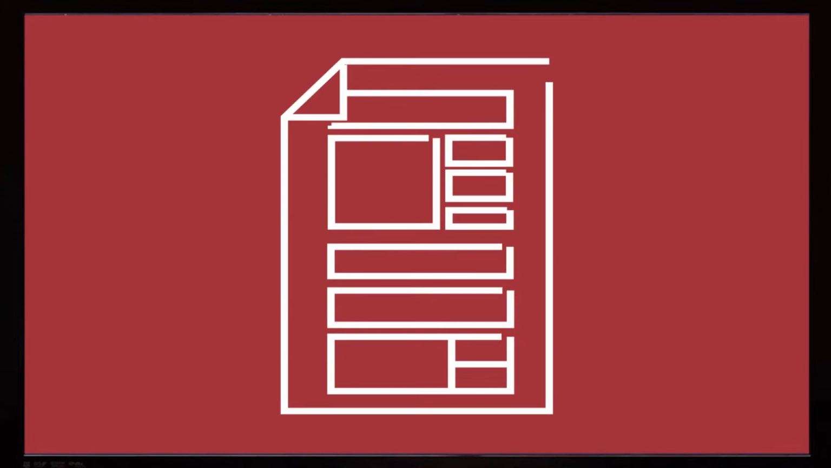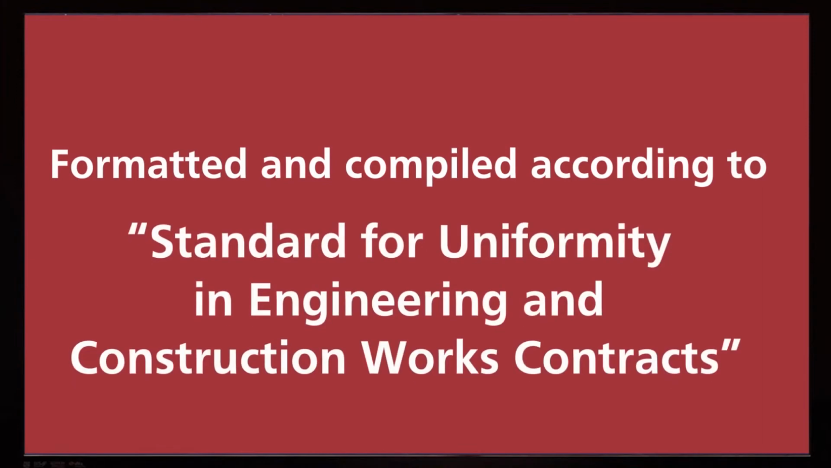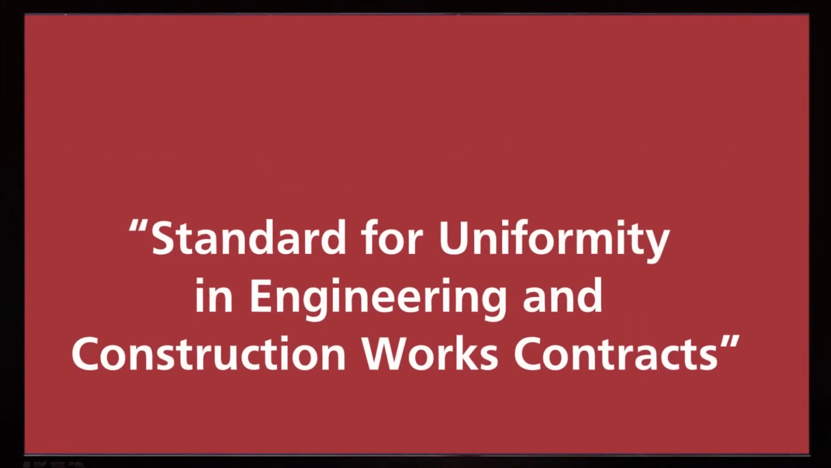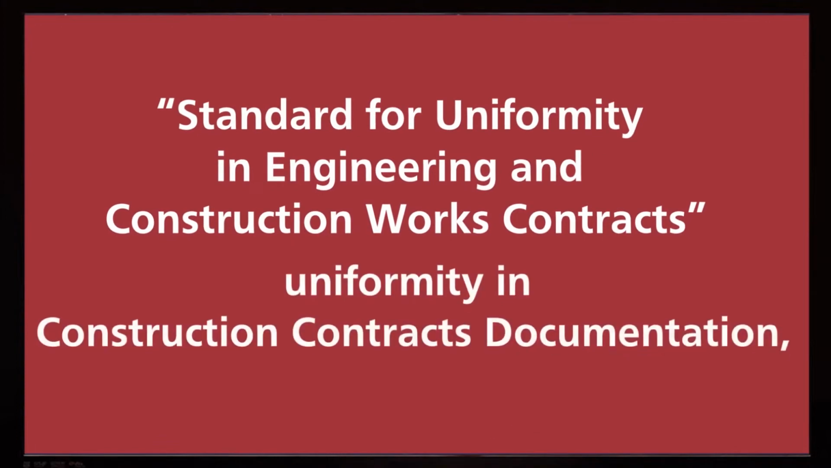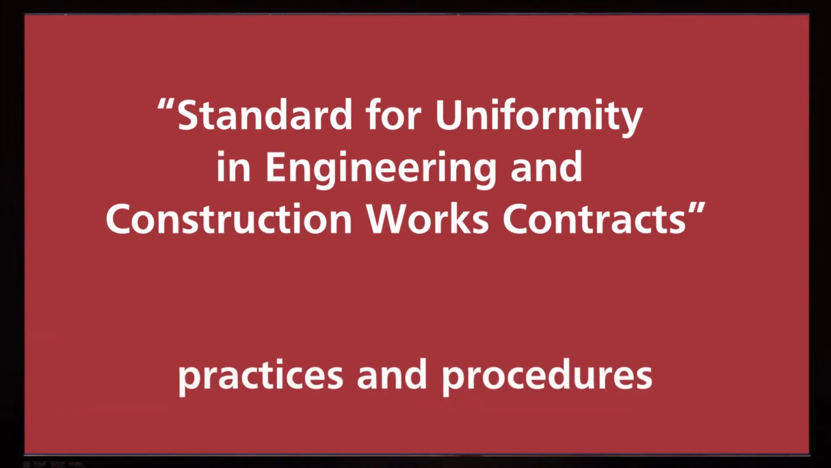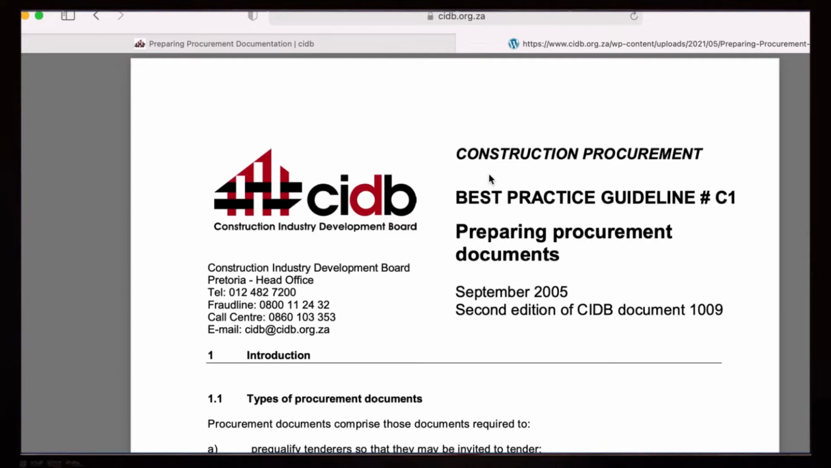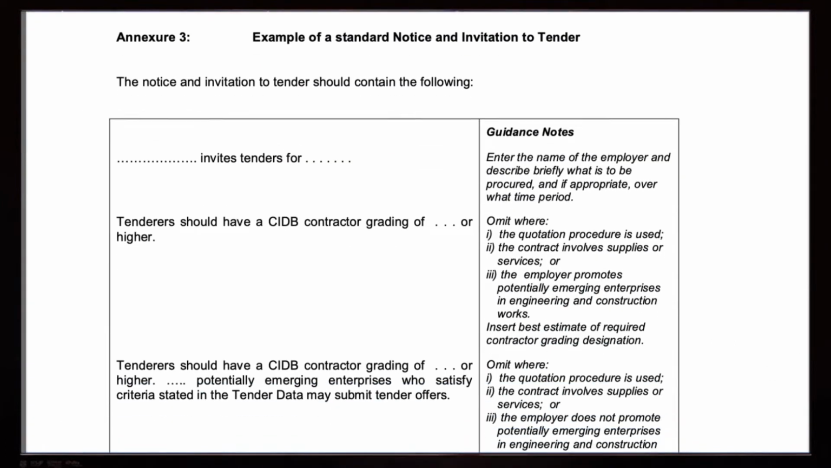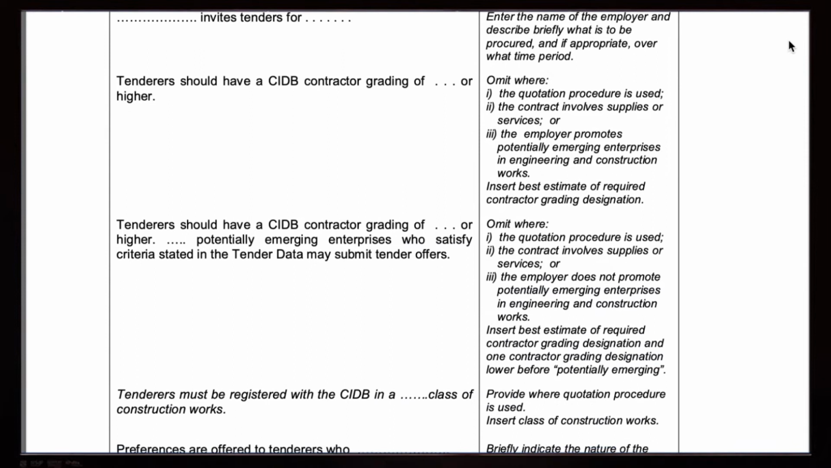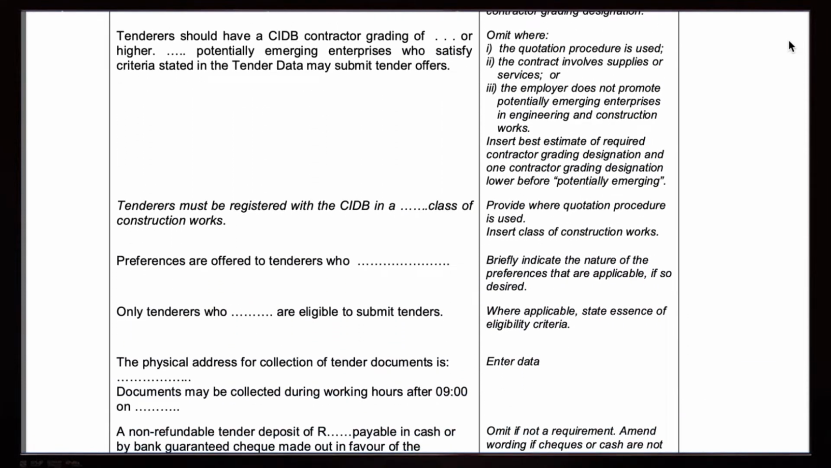First, make sure that your tender document is formatted and compiled according to the CIDB's Standard for Uniformity in Engineering and Construction Works Contracts. This standard exists to create uniformity in construction contracts documentation, practices and procedures. Find it on our website at www.cidb.org.za. It even provides you with templates and the correct wording for the tender document that comply with the law.